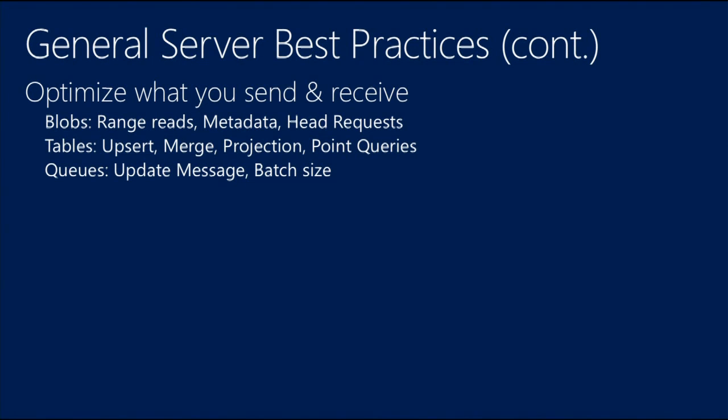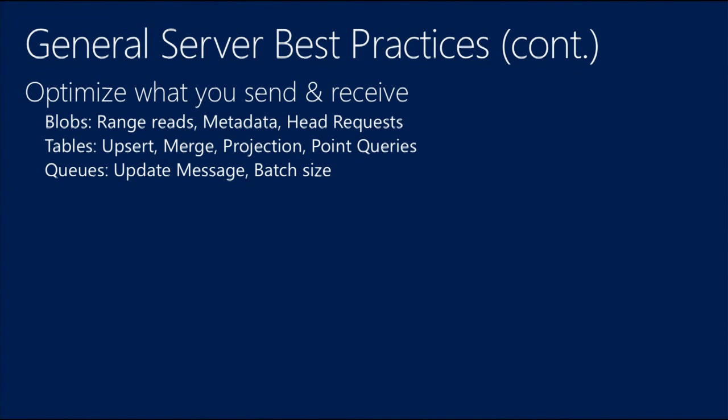All right, optimize what you send and receive. So for blobs, rather than downloading the entire blob, you may be able to do a range read for maybe the first handful of bytes, depending on what you're checking. You can use metadata, so I can tag my blob to say this is in a given state of processing, et cetera. So now I can list those blobs and get the metadata without having to download any data. Or with head requests, I can get the content MD5, the content length, things like that.